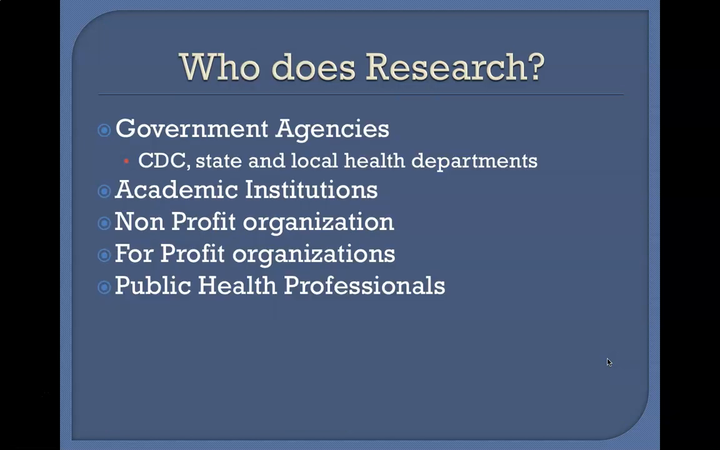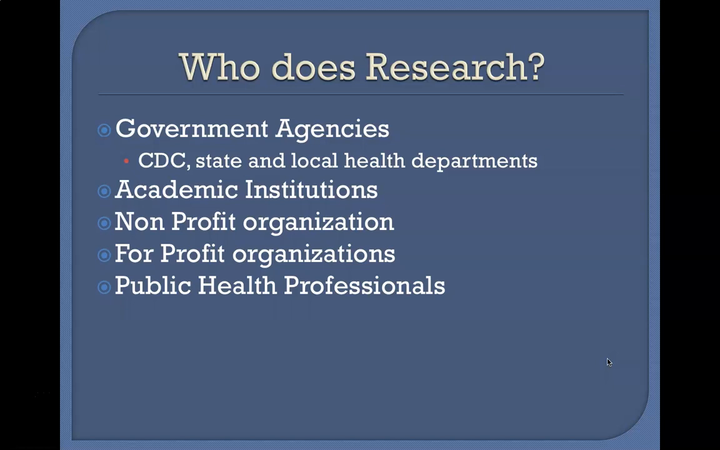So thinking about who does public health research, for the most part, it's split between people who work for government agencies and academic institutions. When we talk about public health, primarily we're talking about the Centers for Disease Control and Prevention, as well as state and local health departments. But there are also people doing public health research in some of the other government agencies. And then much of public health research is done at academic institutions. However, there are also people doing public health research in both nonprofit and for-profit organizations.